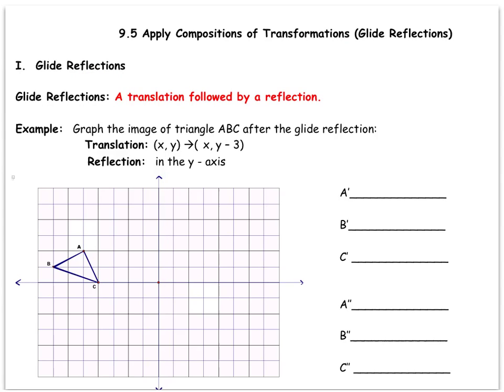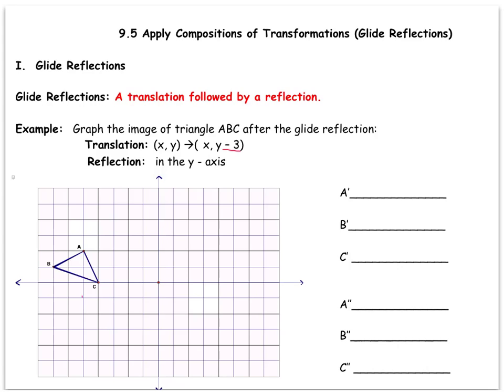In this first example, we're first asked to translate our coordinates (x, y), so the three vertices of the triangle, to (x, y - 3). Then we're asked to reflect this across the y-axis. So step 1, let's translate all of the coordinates using this first translation. There's no movement in the x direction, so everything is just going to move down by 3 units.